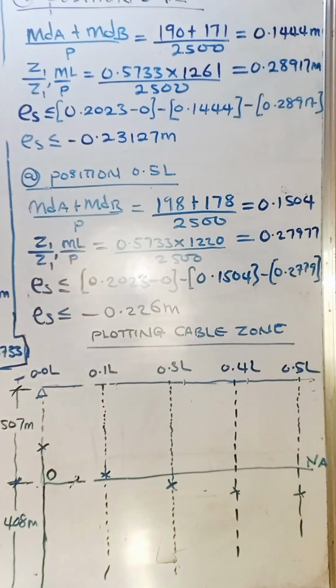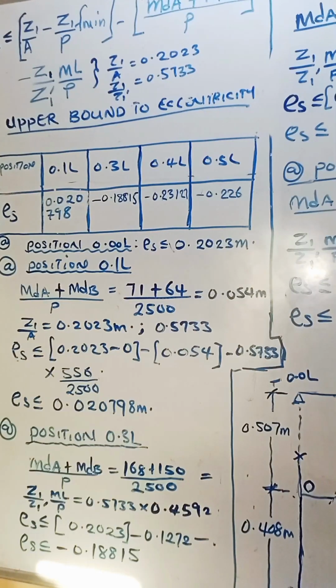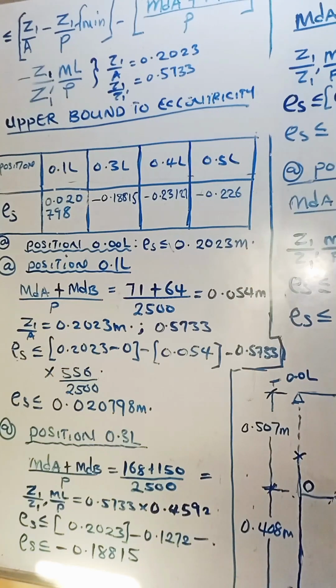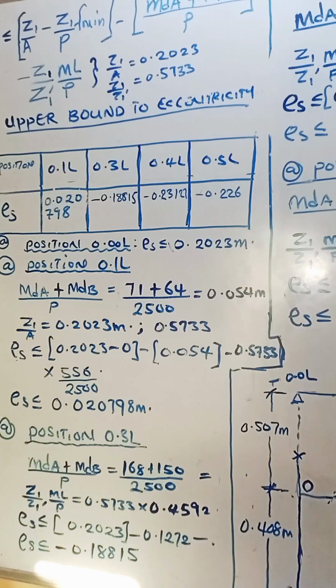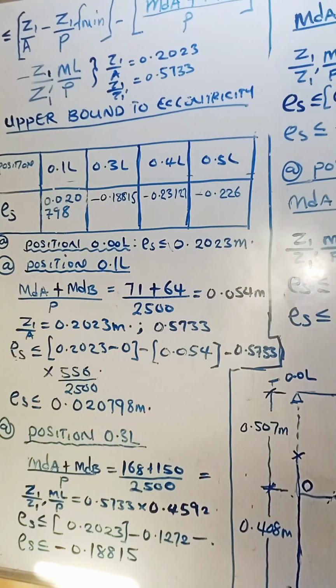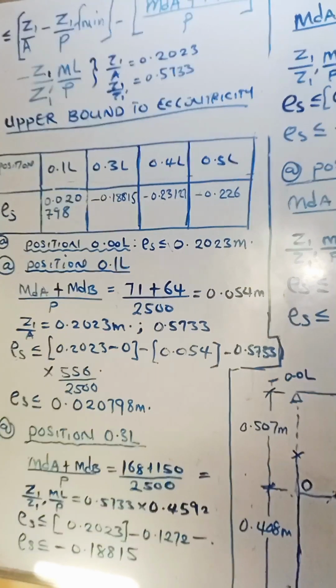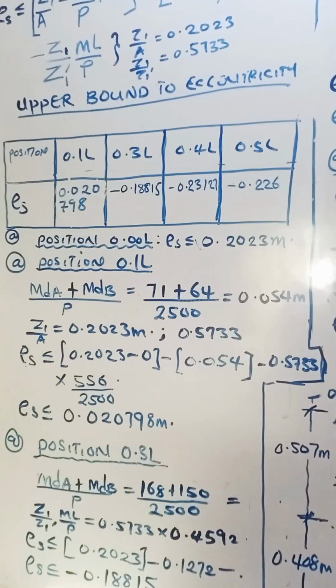Let's look at the values from the table we've obtained. The value at 0.1 L is 0.020798. At 0.3 L, we have 0.18815. At 0.4 L, negative 0.23. All right, so let's look at the table again: at 0.1 L, 0.3 L, 0.4 L, and 0.5 L. So we're going to plot these values like we've said. Now let's plot them on the board.